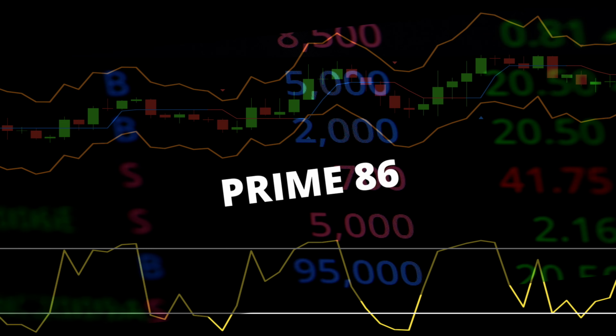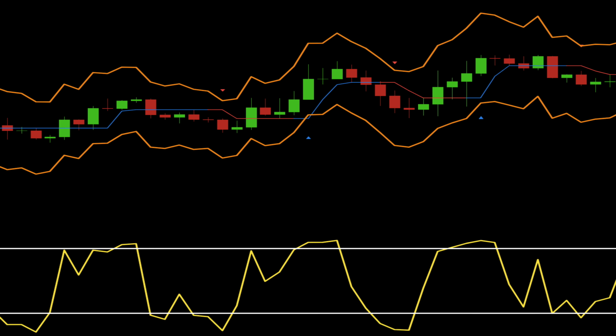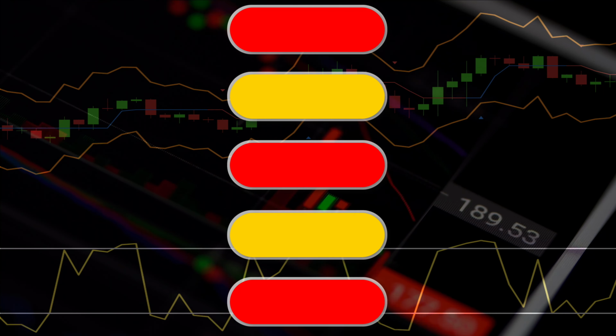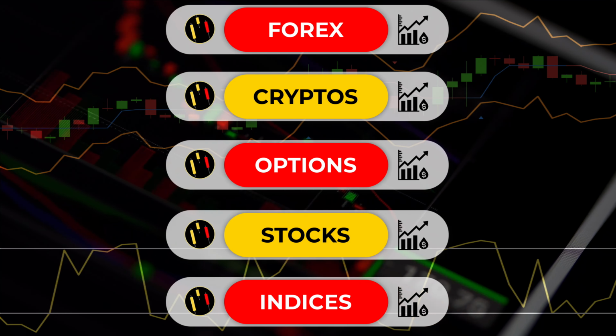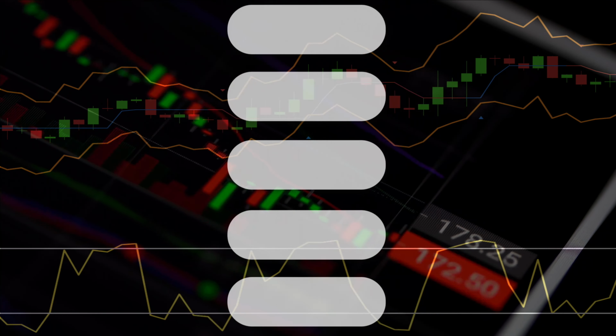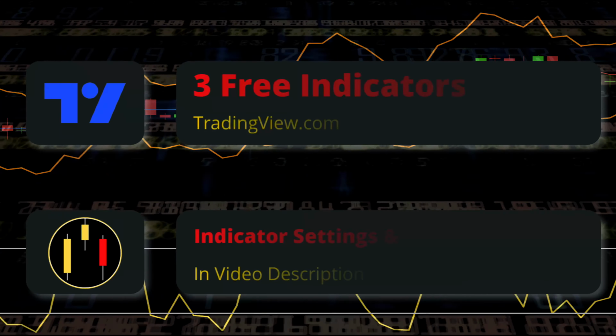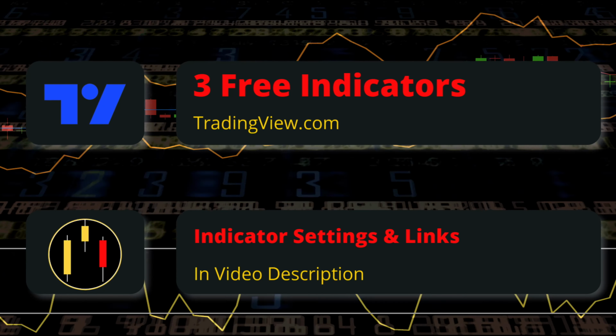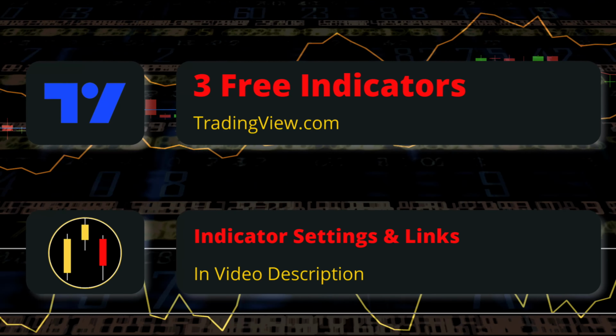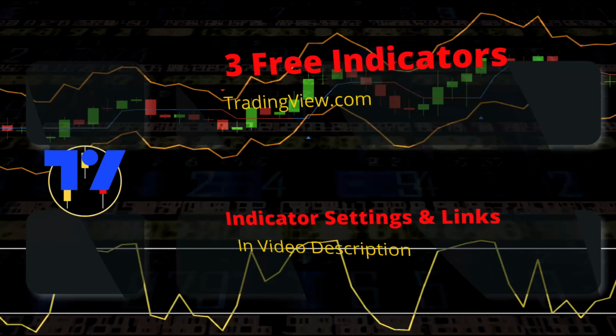I call this system Prime 86, and like most trading systems, it can be adapted to Forex, crypto, options, stocks, indices, or any instrument that has significant volume and market participants. This trading strategy utilizes 3 free TradingView indicators. As always, links and settings to all indicators are listed in the description.